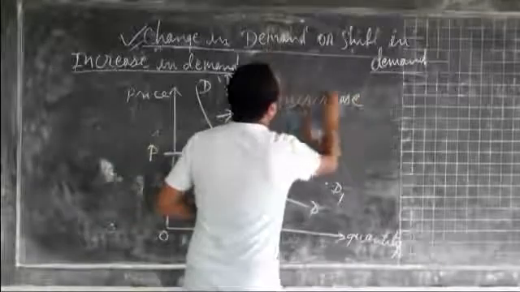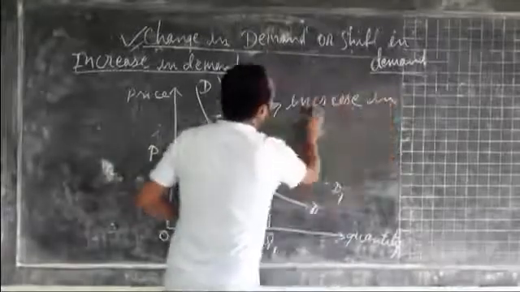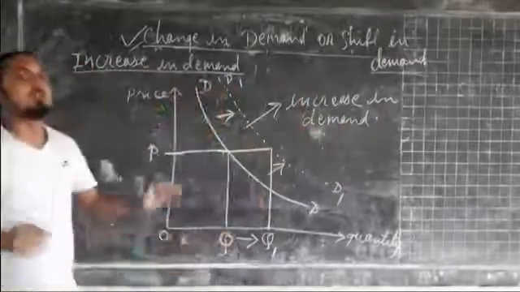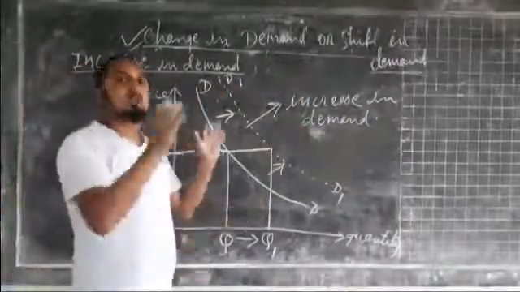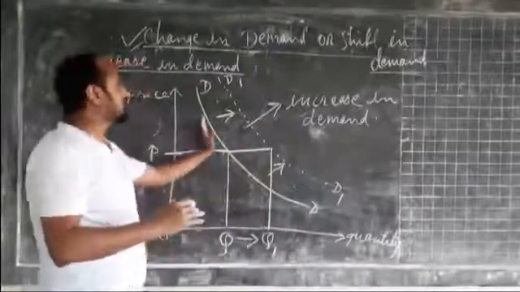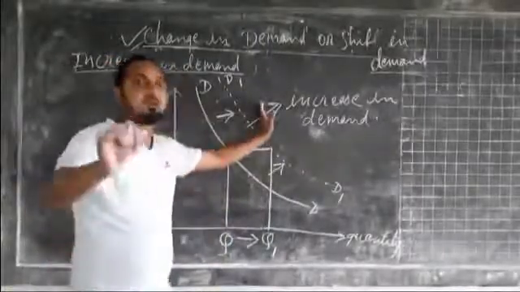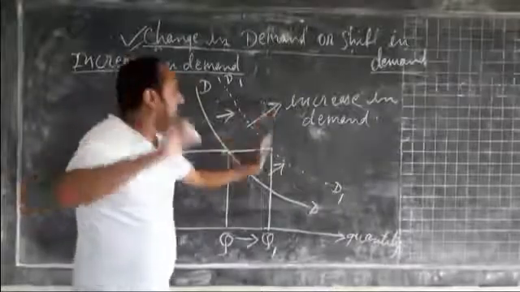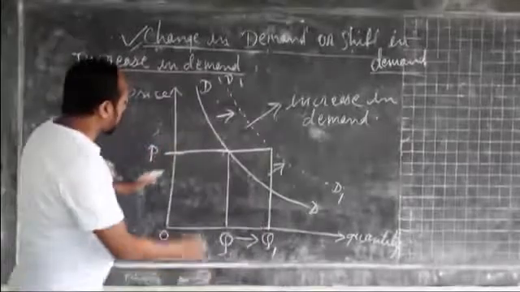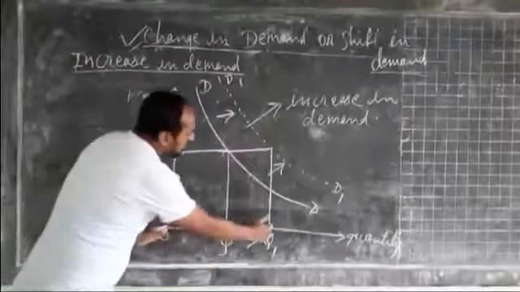Then this situation is called increase in demand. Means here once again the quantity demanded is increasing, and due to that increase in quantity demand, the demand curve is shifting rightward. Here the price will remain constant. So here the quantity demand is increasing from OQ to OQ1.